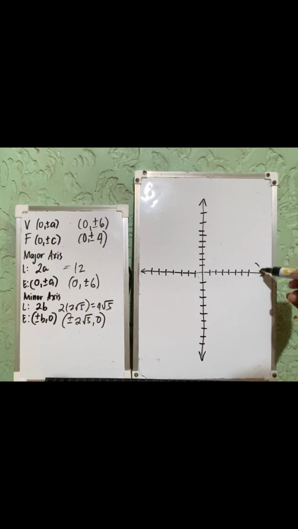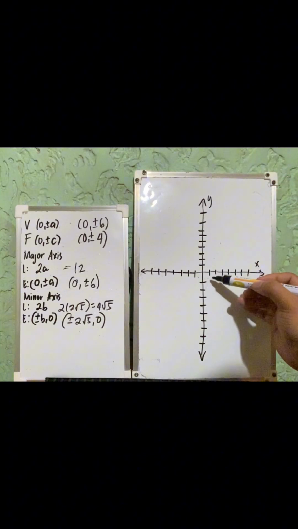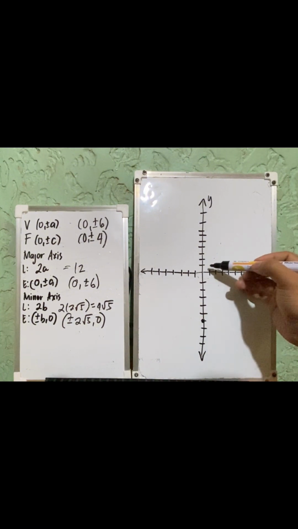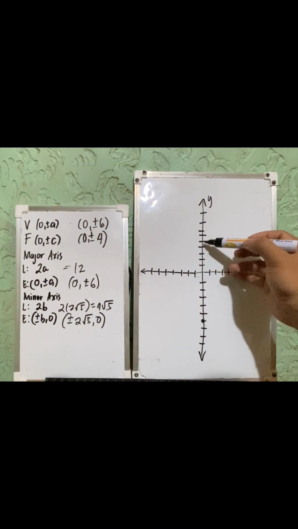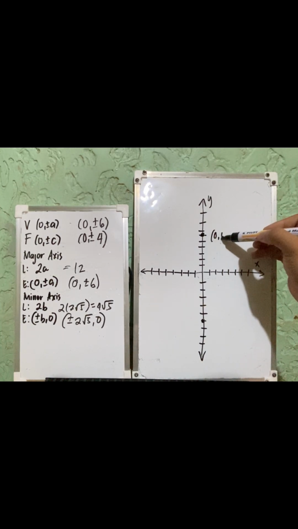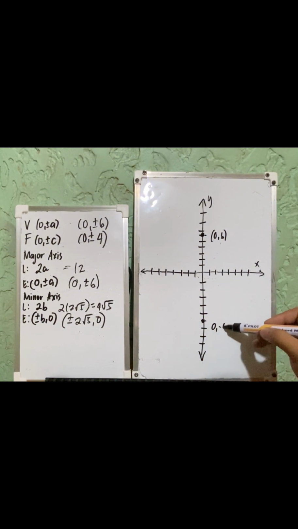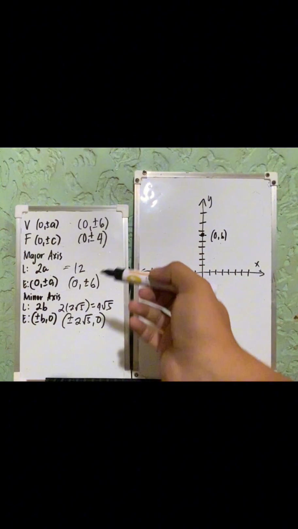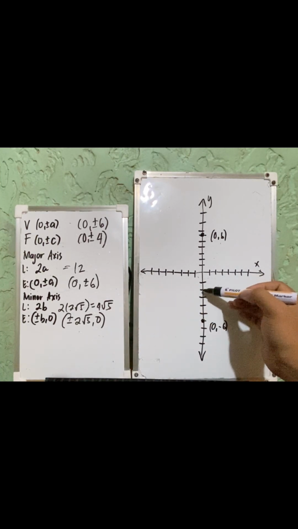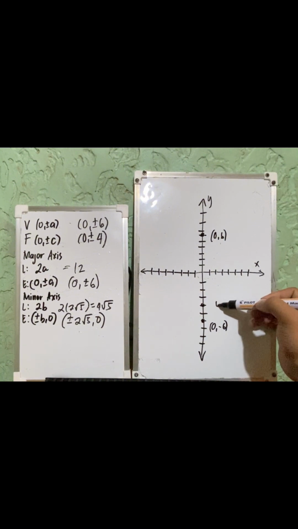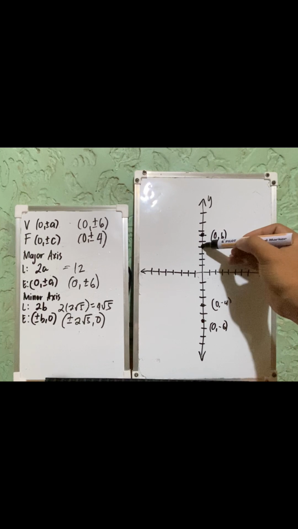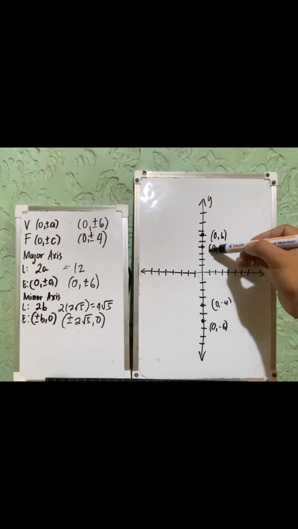So this is your x-axis, and this is your y-axis. That is 0, negative 1, 2, 3, 4, 5, 6, and positive 1, 2, 3, 4, 5, 6. So this is 0, 6 and 0, negative 6. Next are your foci. That is 0, positive or negative 4. 1, 2, 3, 4. This is 0, negative 4. 1, 2, 3, 4. Here. This is 0, positive 4.